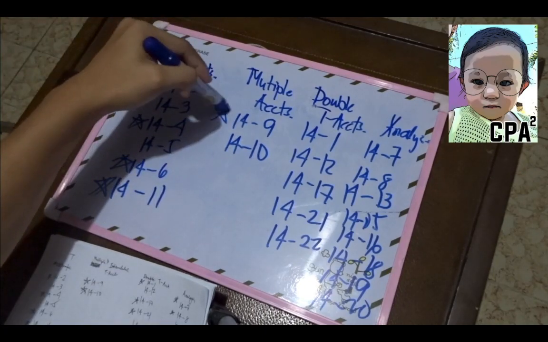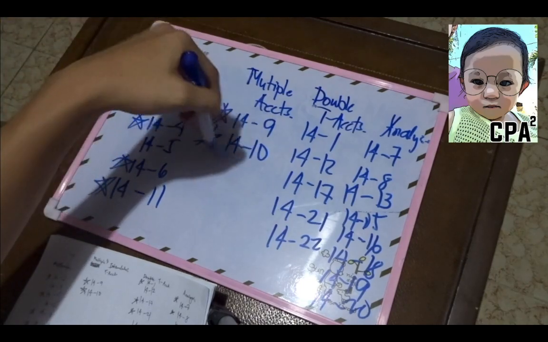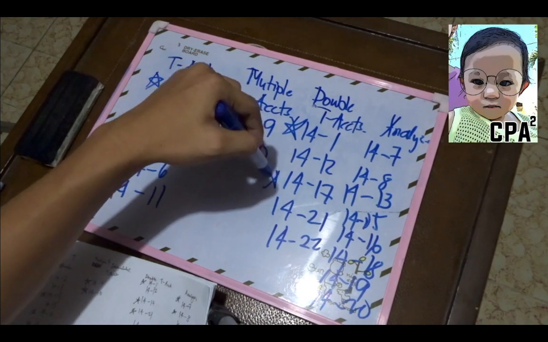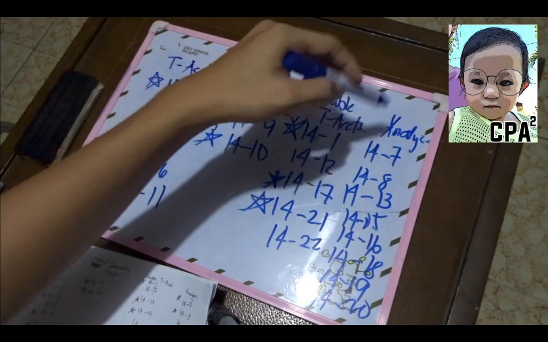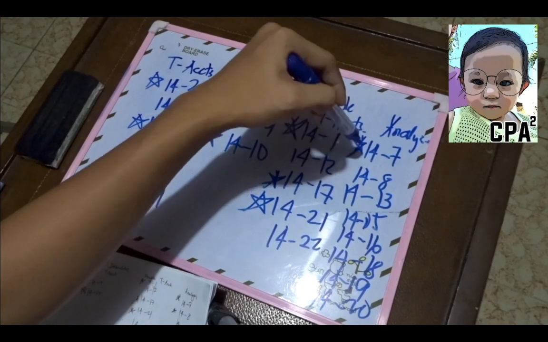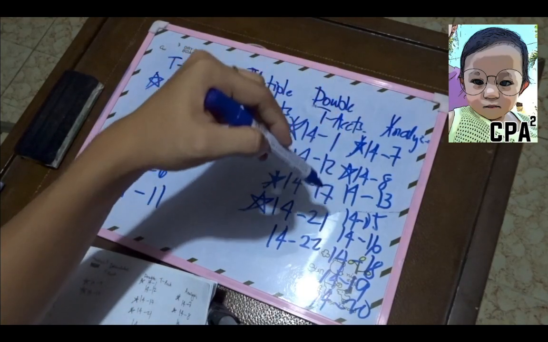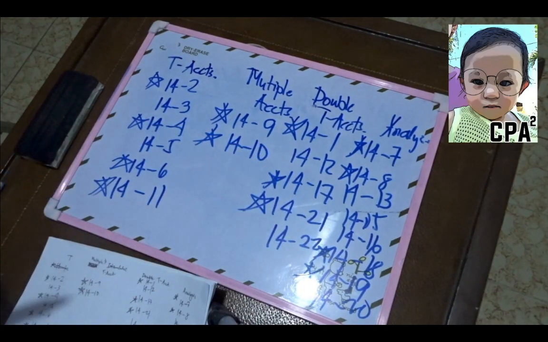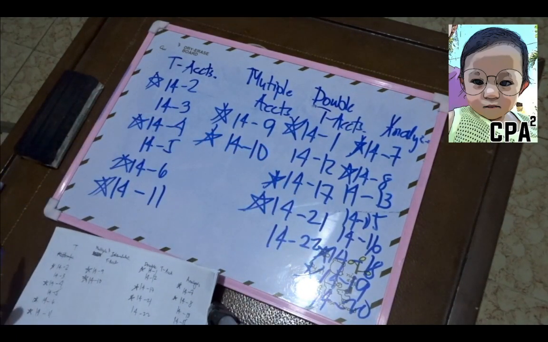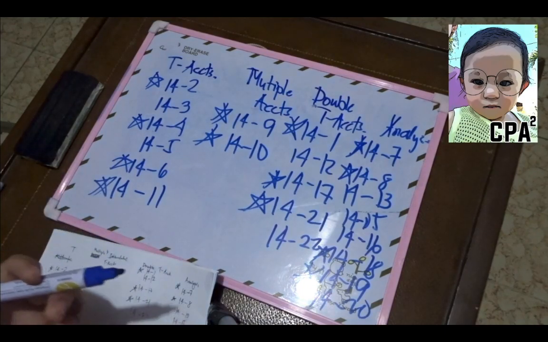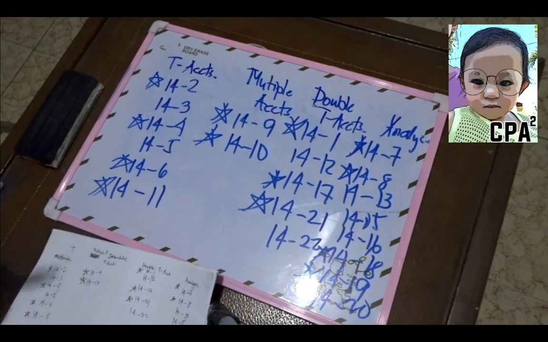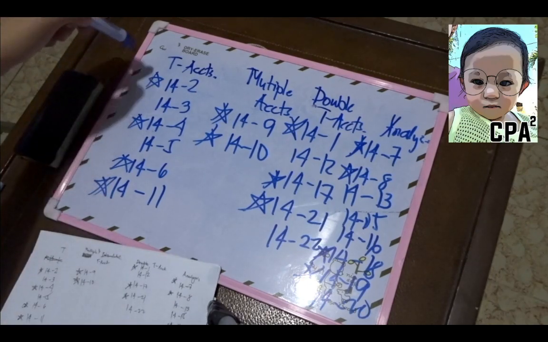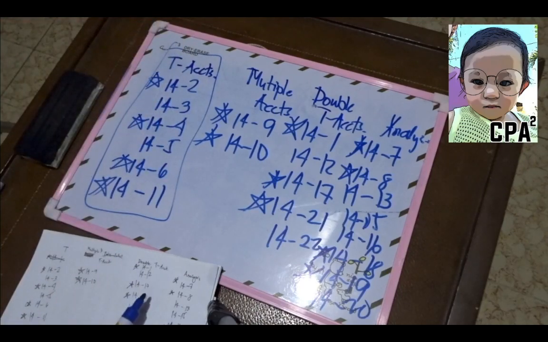For multiple accounts, we will answer both. They are actually good problems. Double T accounts, we will have 14-1, 14-17, 14-21. And for the final classification, we'll have 14-7, 14-8, 14-18, and 14-19. You're free to use any method you want. I will only share what I deem as a shortcut or an easier way of solving problems. So we'll start first with the T accounts.